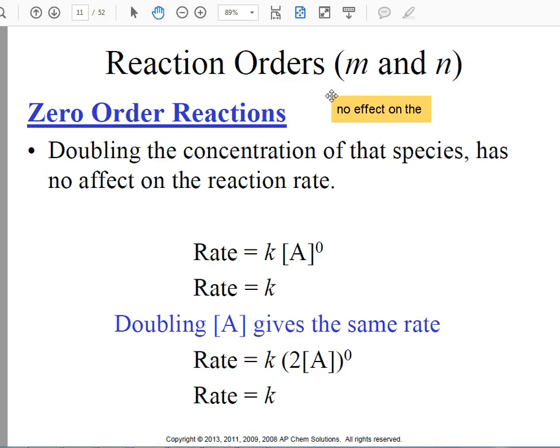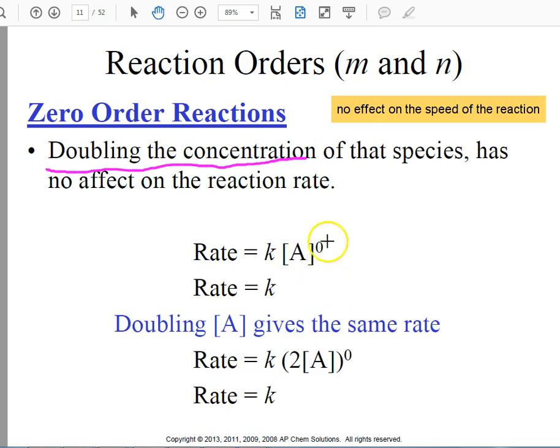No effect on the speed of the reaction. But if we change the concentration of whatever we're talking about, it does not affect the rate. For example, if you have A as a reactant and you take that reaction and you run it again with double the concentration of A, the rate will not change if A is zero order.